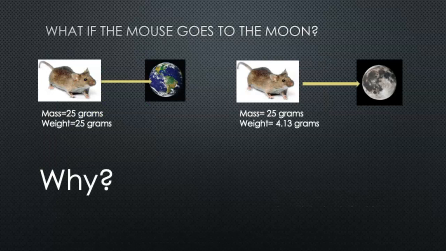So if a mouse goes to the moon, and let's say on Earth he weighs 25 grams and his mass is 25 grams, when he leaves and goes to the moon, his mass will still be 25 grams because he will not have lost any of the atoms that were part of his body, but his weight will no longer be 25 grams because he's going to a place where the gravity is different.